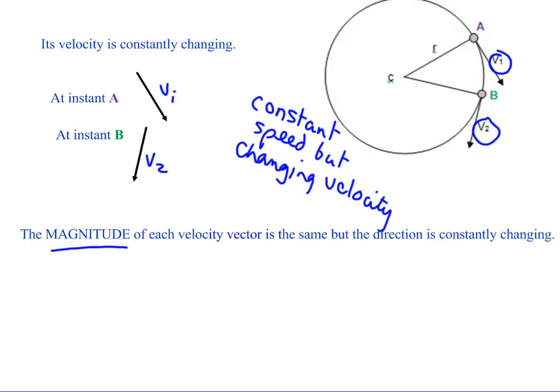So I'm interested in the changing velocity. So I'm going to take my velocity 1, and I'm going to take my velocity 2. And if I subtract them, it's the same as adding the negative of v2 to v1. So it looks like this. So now this shows v2 being subtracted from v1. So my red vector here is my change in velocity.